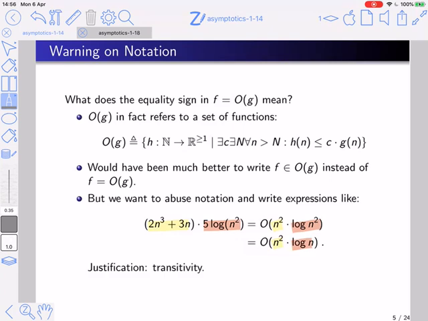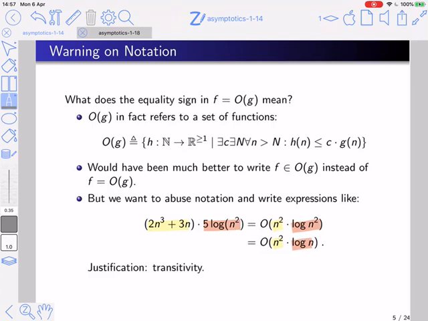This is because what is written here in yellow is big O of n squared, and what is written here in orange is big O of log of n squared. And then we might want to further develop this expression and simplify the log of n squared to log n, because, as we will show later, big O of log of n squared is log of n.